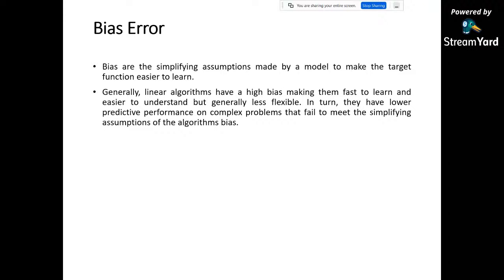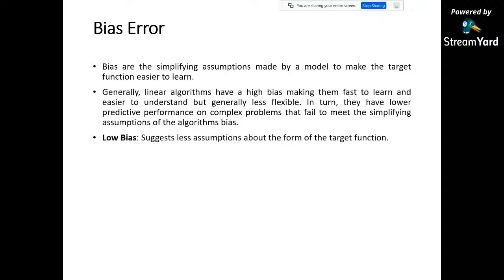Generally, linear algorithms have a high bias, making them fast to learn and easier to understand, but generally less flexible. In turn, they have lower predictive performance on complex problems that fail to meet the simplifying assumptions of the algorithm's bias. So linear algorithms, which are very simple, learn fast and are easier to understand, but are less flexible, so they don't produce very accurate results in some cases.